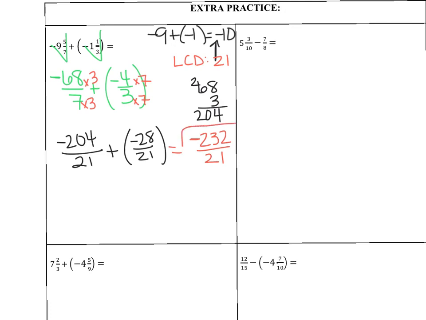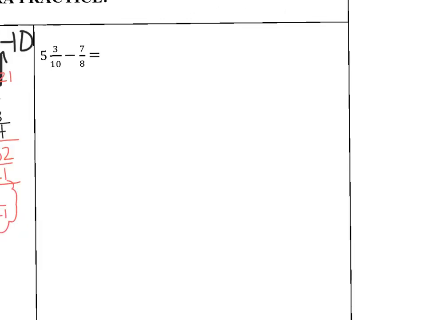This could be your final answer, but we're going to put it into a mixed number. You'd have to do some long division with that, but it would be negative 11 and 1/21. Either one of those would be acceptable. All right, moving on to the next question.